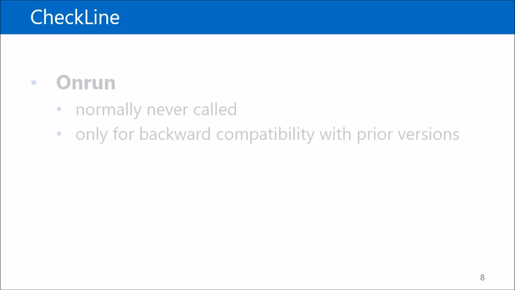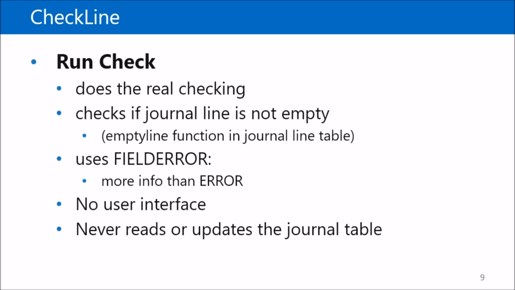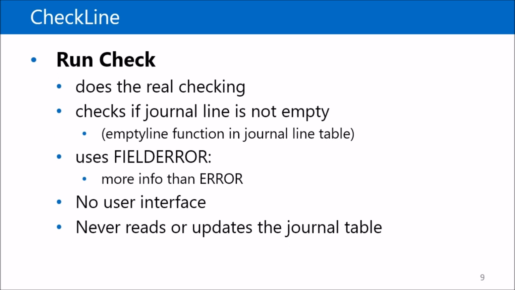The CheckLine Codeunit. If you look at the CheckLine Codeunit from a typical point of view, you will see different triggers in there. There is an on-run trigger, so a Codeunit can be executed by running the Codeunit, then the on-run trigger is called. But in the case of CheckLine, the on-run trigger is almost never executed directly. It's only in here for backwards compatibility with previous versions.